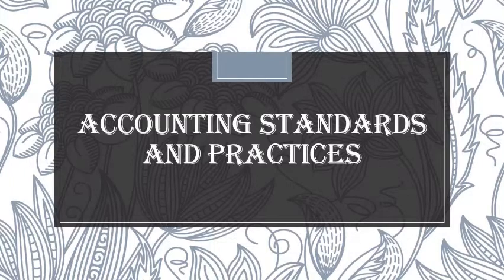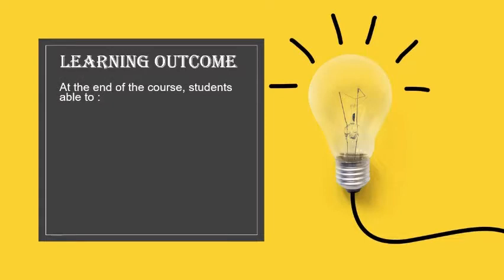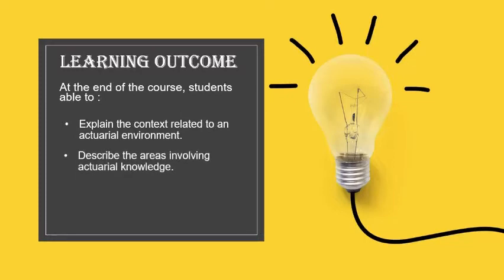Today I would like to explain subtopic 2.7, which is about accounting standards and practices. Learning outcome: at the end of the course, students will be able to explain the context related to an actuarial environment, describe the areas involving actuarial knowledge, and know how to apply basic actuarial knowledge.